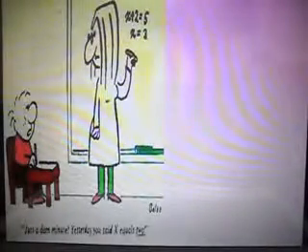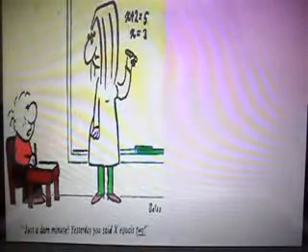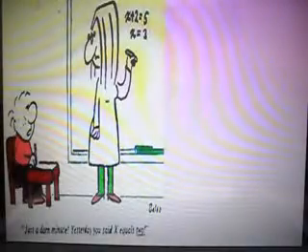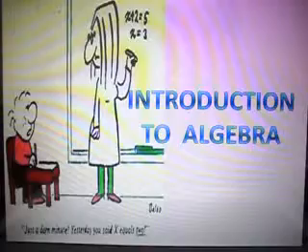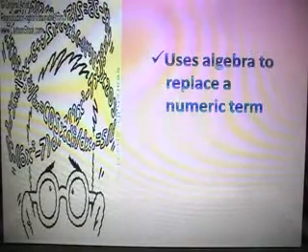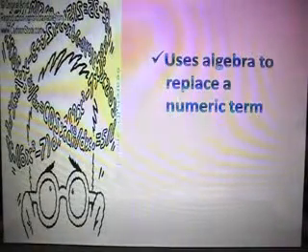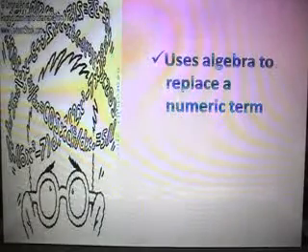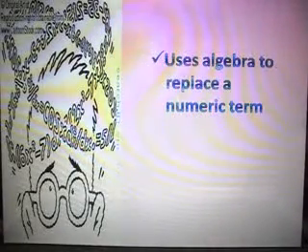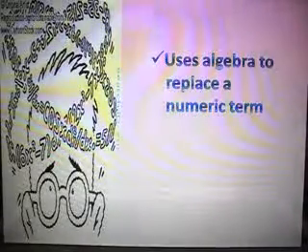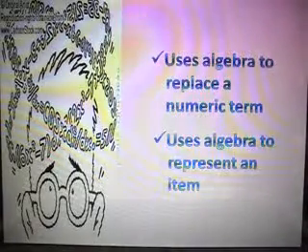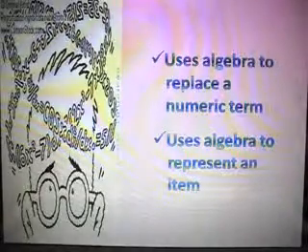For this lesson today, I'm going to introduce you to the very basic operations on algebra. Why do we need the 4 basic operations of algebra? First, usually we use algebra to replace a numeric term. For example, you can use an A to replace an aeroplane, and if you have 2 aeroplanes, you can have A plus A. Second, you can use algebra to represent an item.